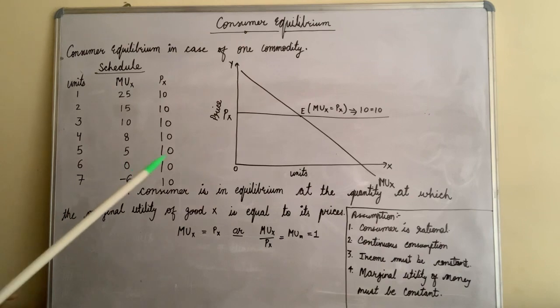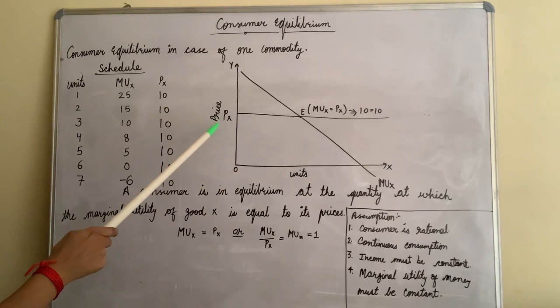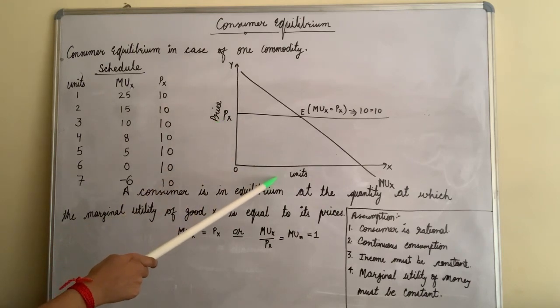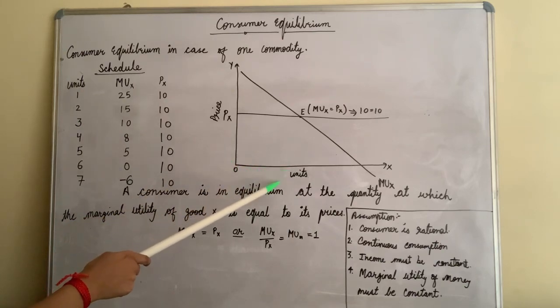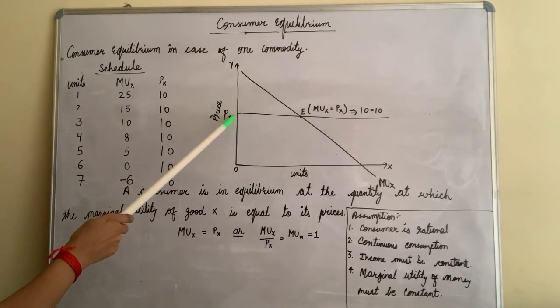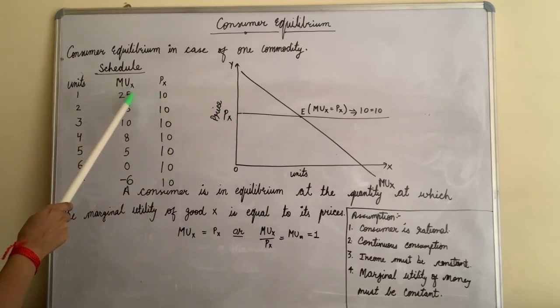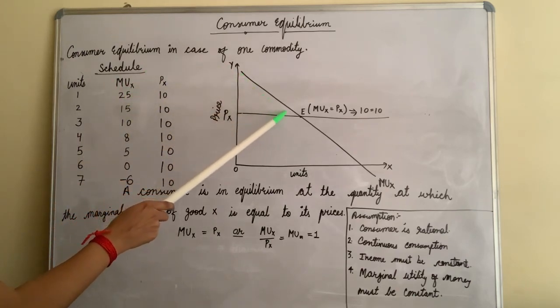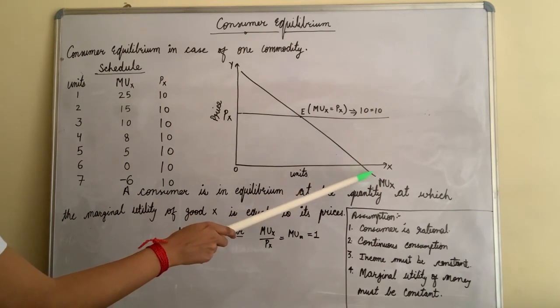So here comes the diagram representation. I'm showing price on the y-axis and units on the x-axis, as you know that we show prices on the y-axis and units on the x-axis. So what is happening here? We are taking a constant price, at which we are able to purchase with that same amount of money. So the price is 10 and the marginal utility of the good is decreasing. As you can see, this is MUx, and it becomes negative after a point.